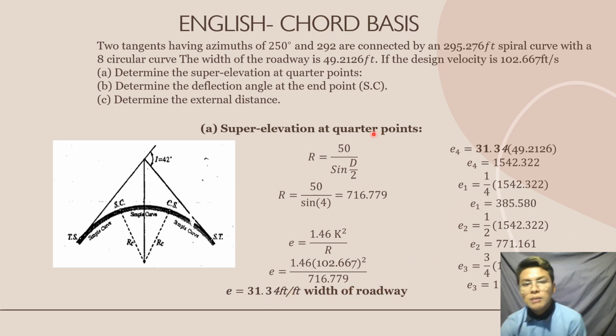So in this problem, we must find the quarter points. E4 is equal to 1542.322. Then E1 is 385.580, E2 is 771.161, and E3 is equal to 1156.74.